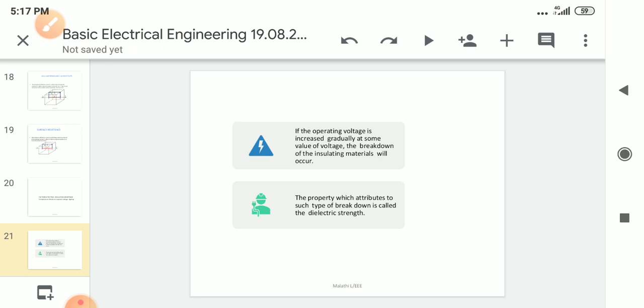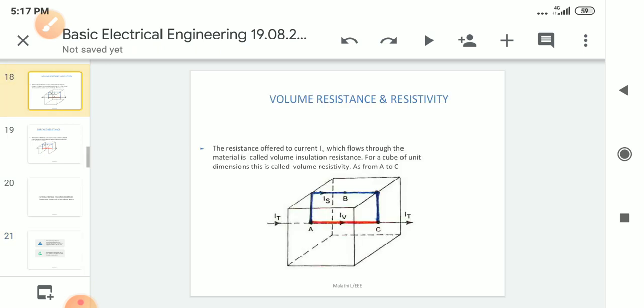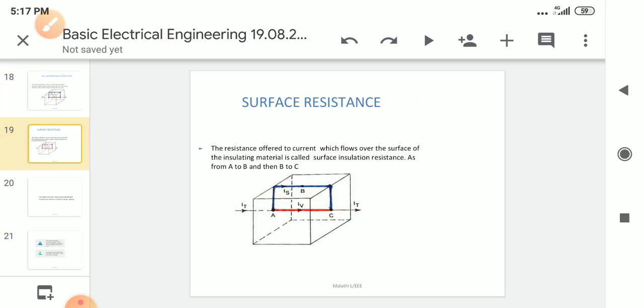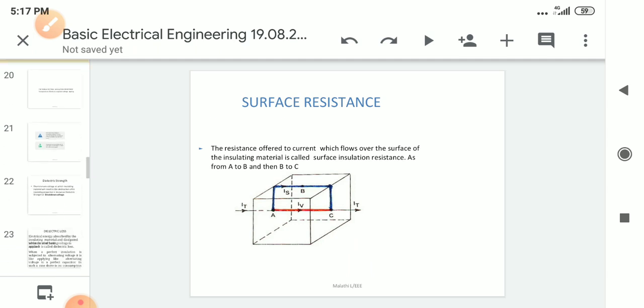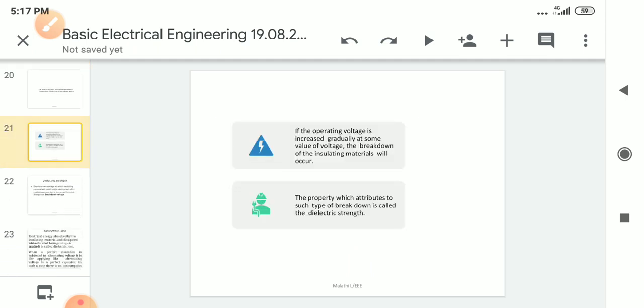This is the next feature. To study the electrical properties, the first one is insulation resistance. Up to now we have been learning about insulation resistance, and in that there are two types, surface and volume insulation resistance. This is the first point under electrical properties. After insulation resistance, the second point is dielectric strength.